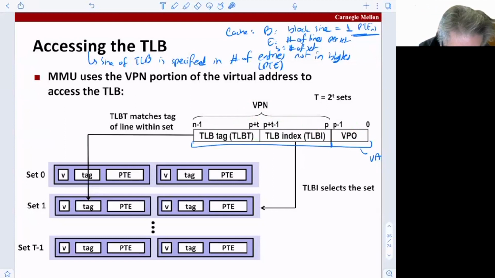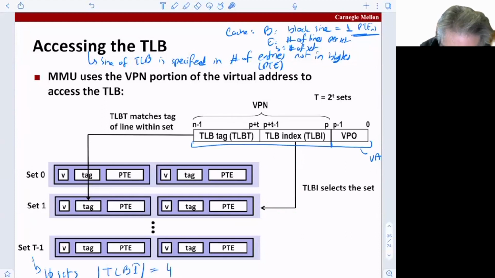I will have to look at how many sets I have in my TLB cache. If I have this many sets, then I'll be using whatever that number is as my index. So for example, if I have 16 sets, then my TLB index is 4 bits of my VPN, telling me which set I should be looking for. And remember that after that, we set aside the rest of the address as the tag, which is the TLB tag here.